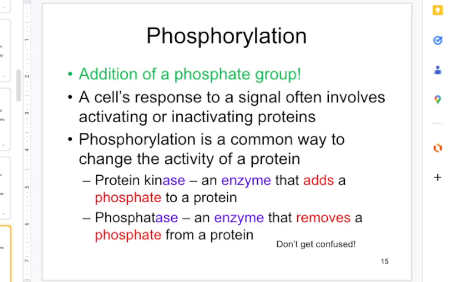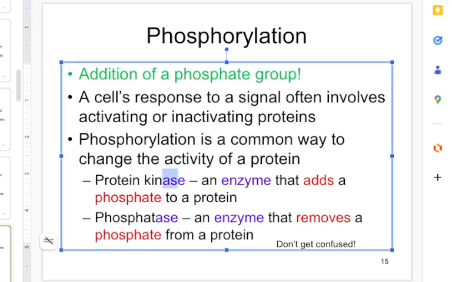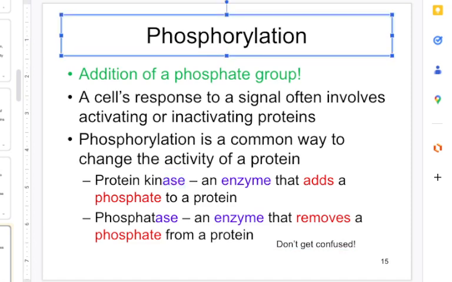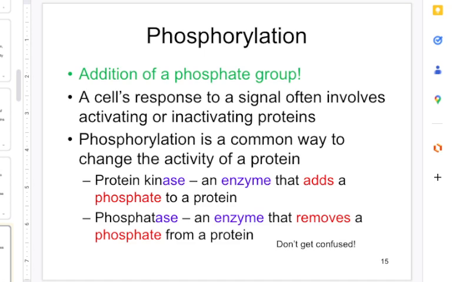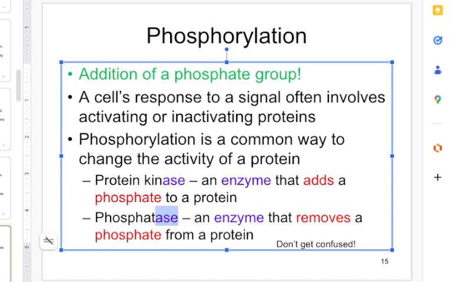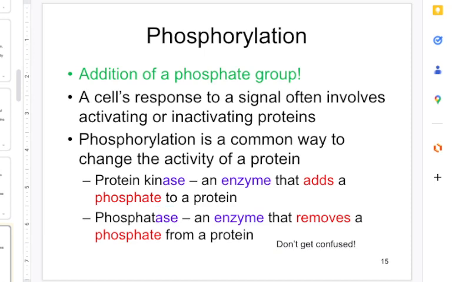So protein kinase, and remember this -ase always is going to tell you that it's an enzyme. So protein kinase is an enzyme that adds a phosphate to a protein. Phosphatase is an enzyme that removes a phosphate from a protein. So these two mechanisms of phosphorylation, which is either adding or subtracting a phosphate group from a protein, are going to completely change the protein's function and therefore will activate this signal transduction pathway to elicit a certain response in a target cell.